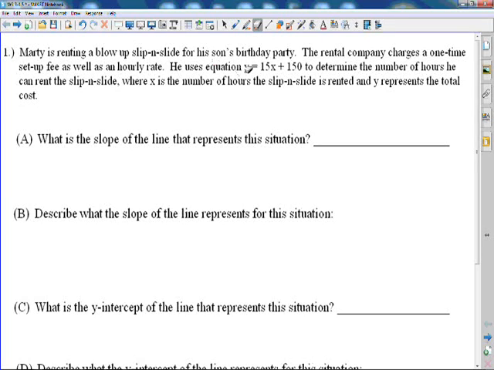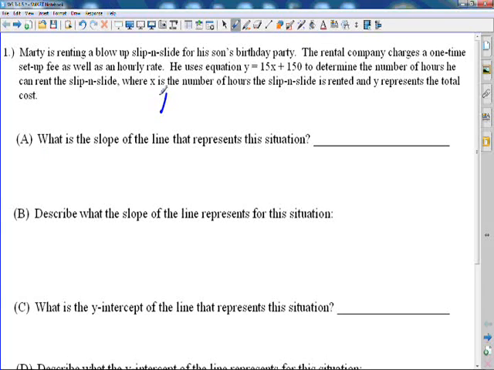He uses the equation y equals 15x plus 150 to determine the number of hours he can rent the slip and slide, where x is the number of hours that the slip and slide is rented, and y is the total cost. Well, the first thing says, what is the slope of the line?